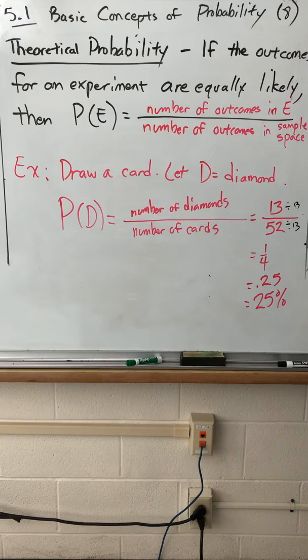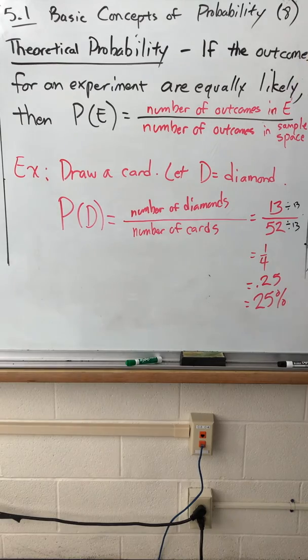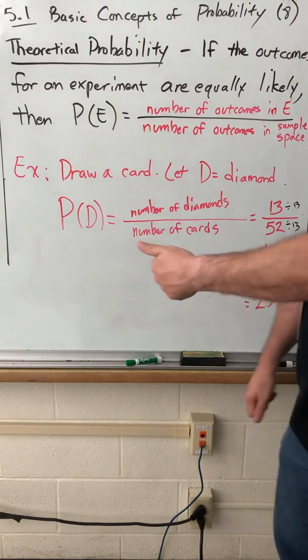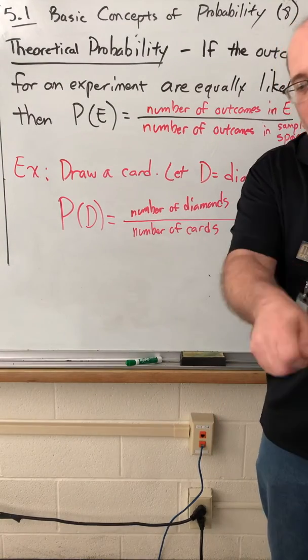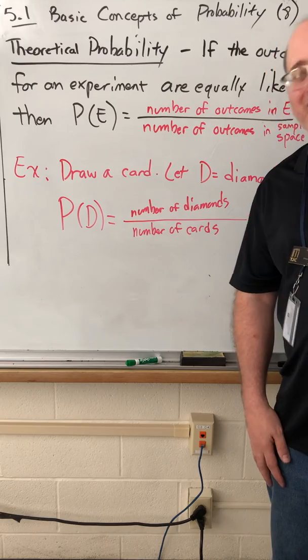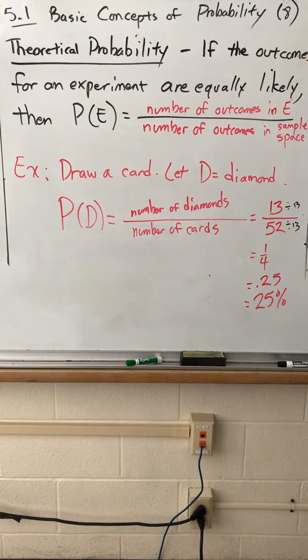So that's all theoretical probability is. Now, does this mean if I draw 4 cards, I will always get 1 diamond? 1 out of 4? No. That means in the long run, if I keep drawing cards over and over again, the percent of the times that I get a diamond will get closer and closer to 25%. Let's talk about the other type of probability.